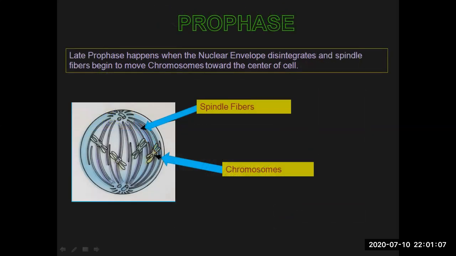Now late prophase happens when the nuclear envelope disintegrates and spindle fibers begin to move chromosomes towards the center of the cell.